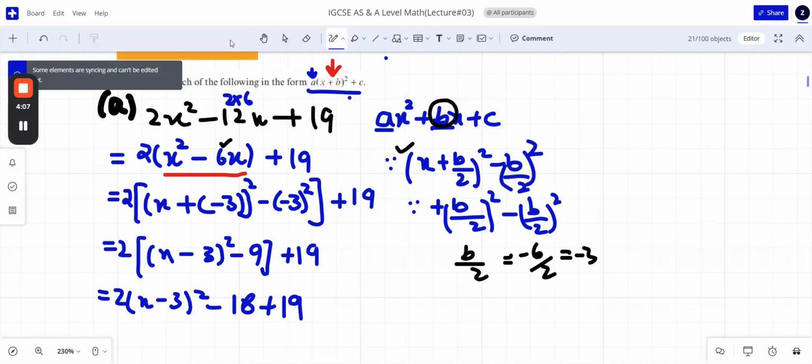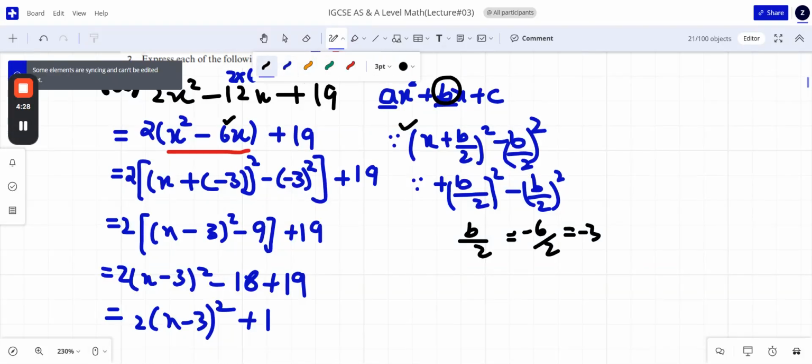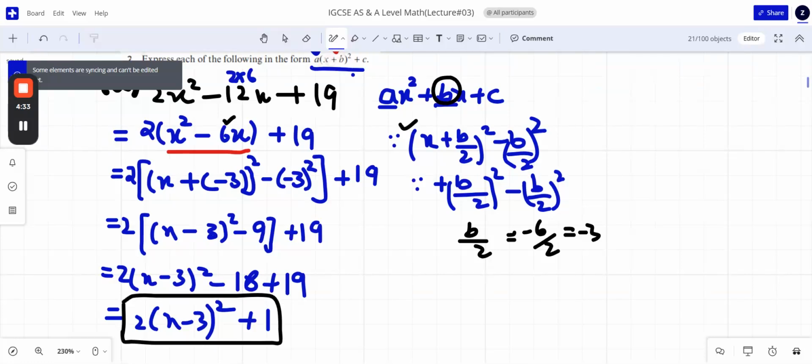After that, our final step: 2 into (x minus 3) whole square, and minus 18 plus 19 is plus 1, which is our required form. Here a is 2, minus 3 represents b, and plus 1 represents c. So a into (x plus b) whole square plus c means 2 into (x minus 3) whole square plus 1.